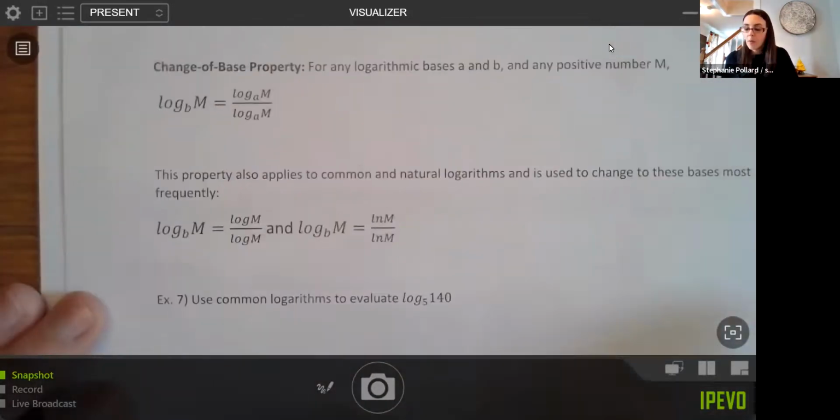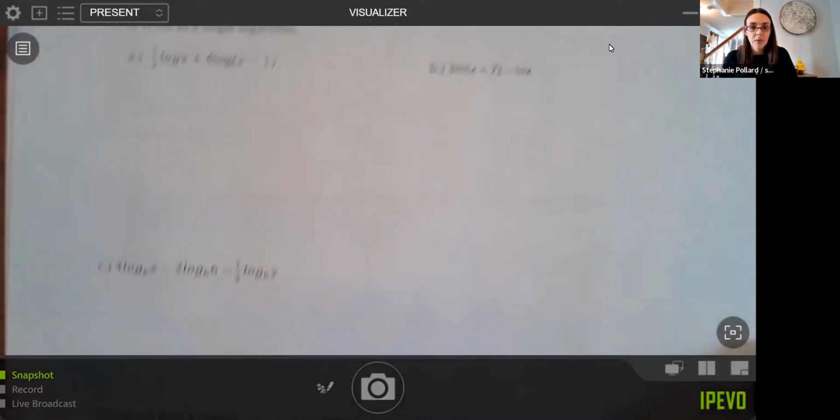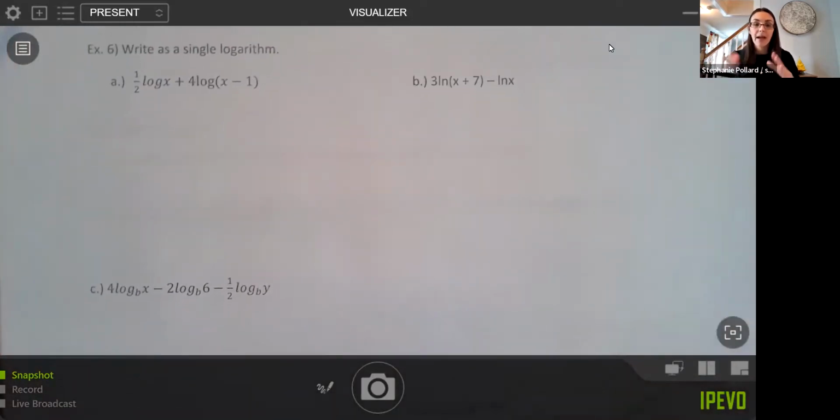All right, let's do a couple more with the same sort of strategies here, putting them back together as a single log. And we're getting a little bit more complicated here and there, so bringing in more properties, more steps. And you really just want to take your time.